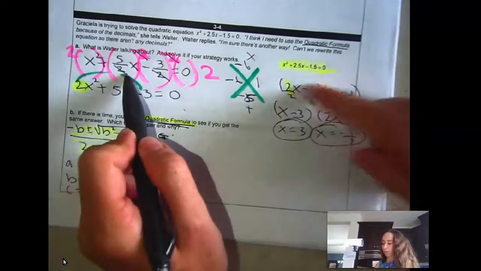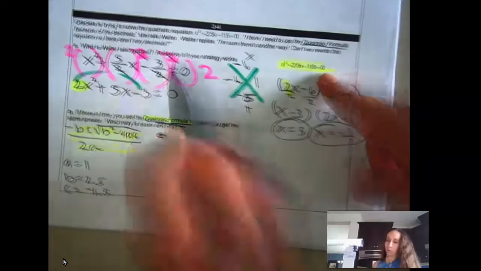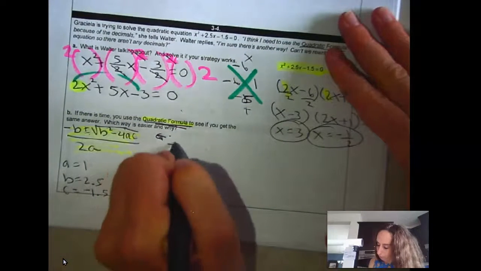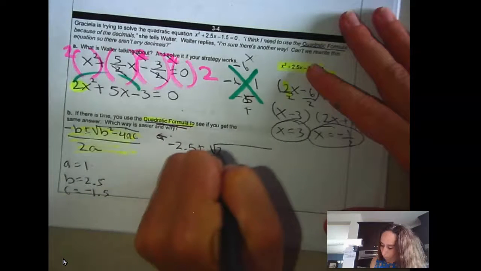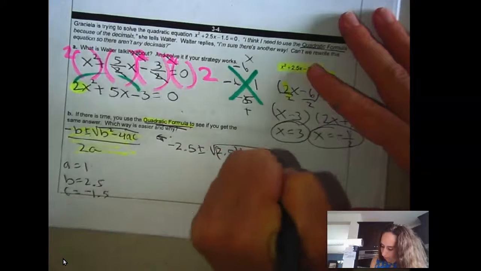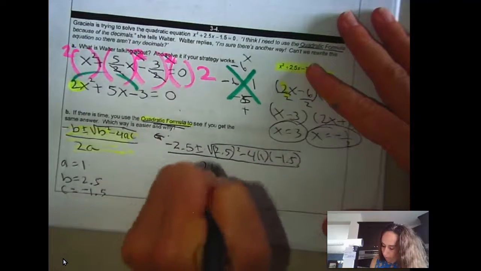And some of you went, yes, you did. No, I knew that 2.5 was 5 halves. I knew that 1.5 was 3 halves, okay? So I'm going to go negative b plus or minus the square root of b squared minus 4 times a times c, all divided by 2 times a.